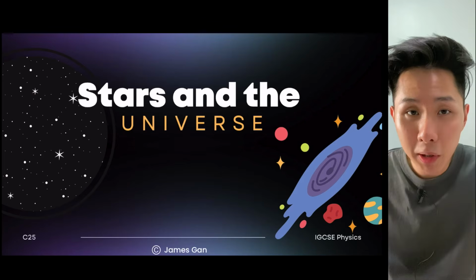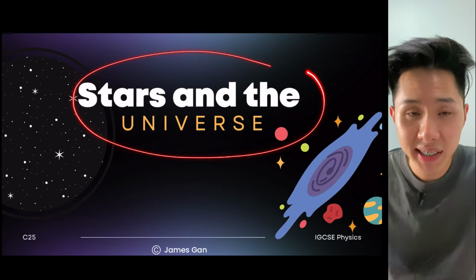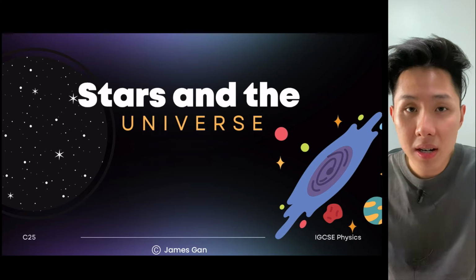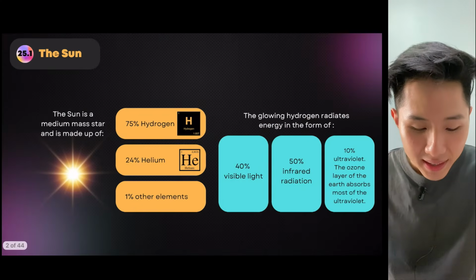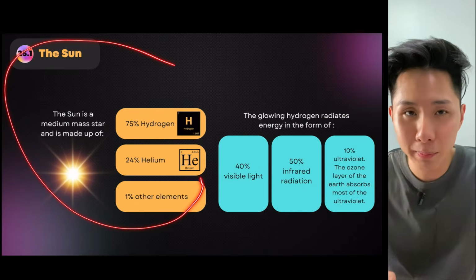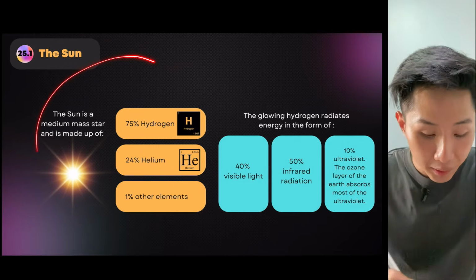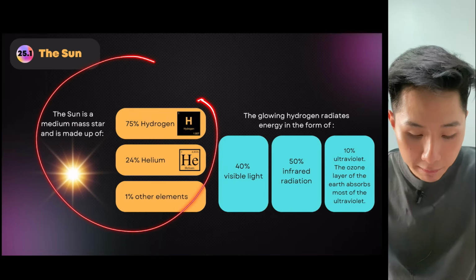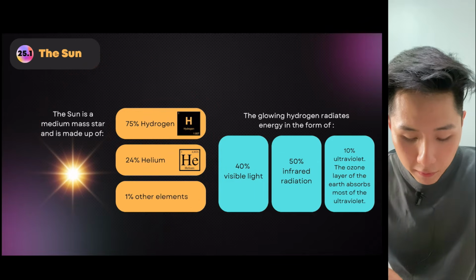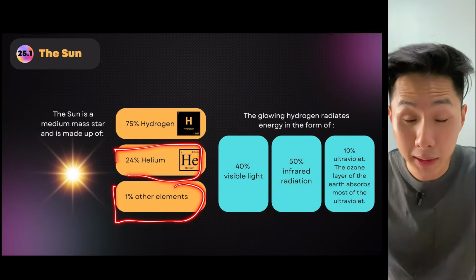Hello everyone, in this video we're going to look into stars in the universe, one level beyond Earth and also the solar system. So let's look into first the properties of the sun before we define what is called a star. So the sun is made up of 75% hydrogen, 24% helium and 1% of other elements.